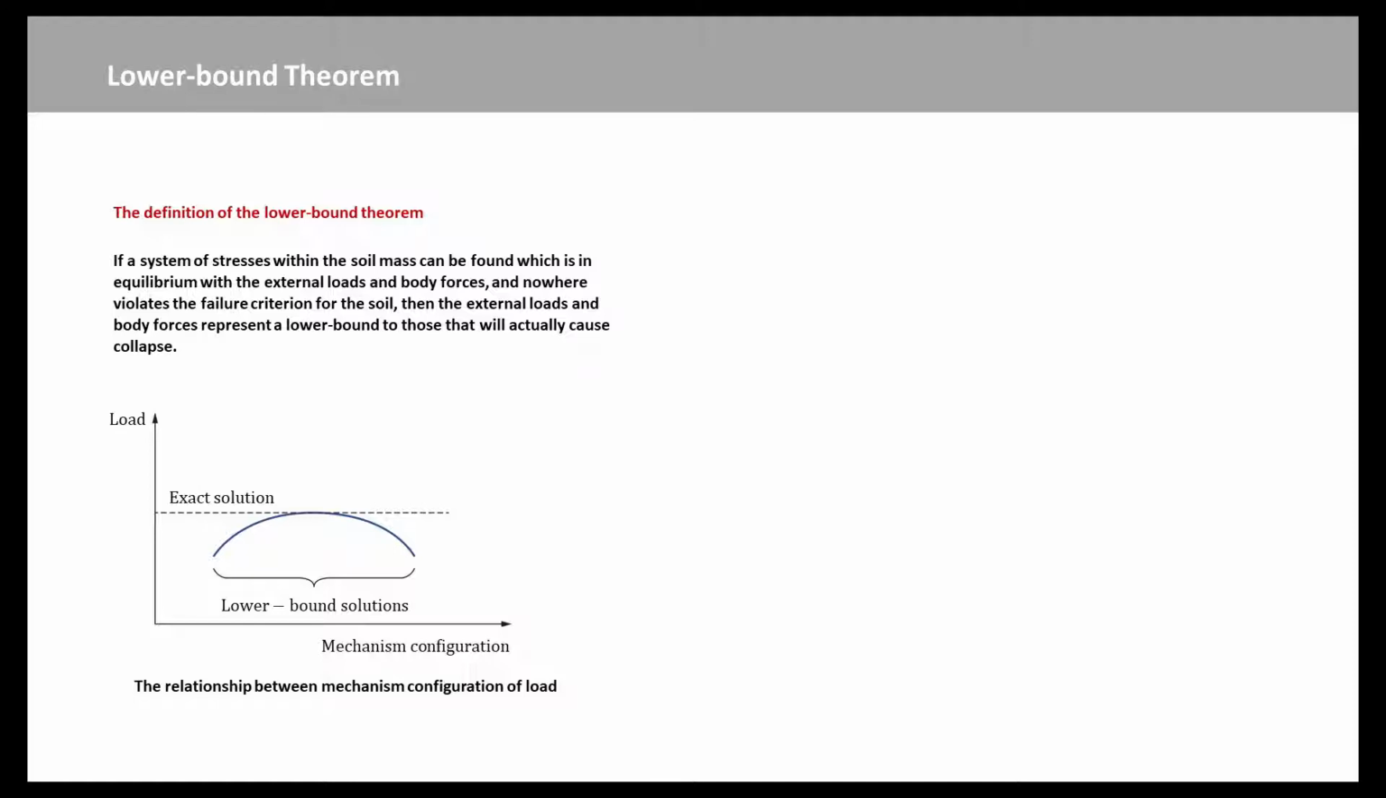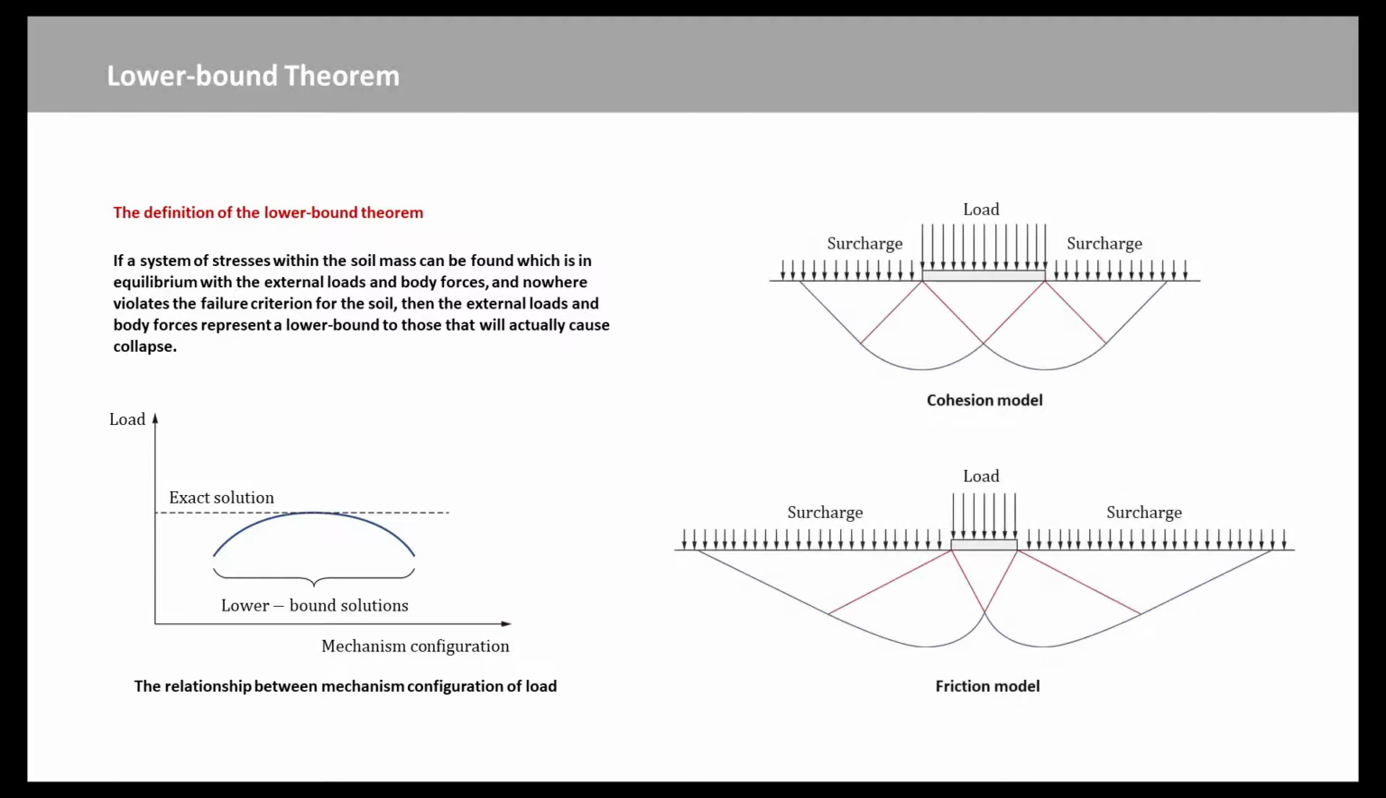Now we know the lower bound theorem. Next, we can apply the lower bound theorem to calculate the collapse loads of idealized shallow strip foundations or footings. There are two cases. One is a cohesion model, one is a friction model. In both models, the soil is assumed to be a weightless material.